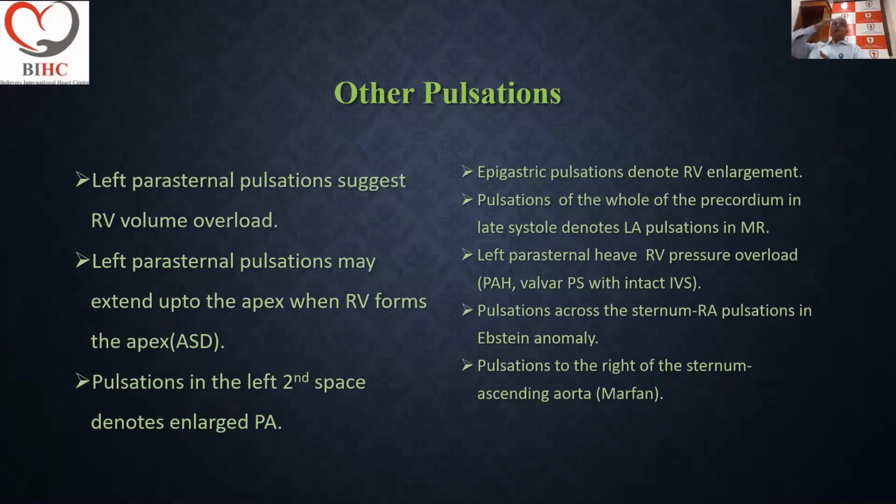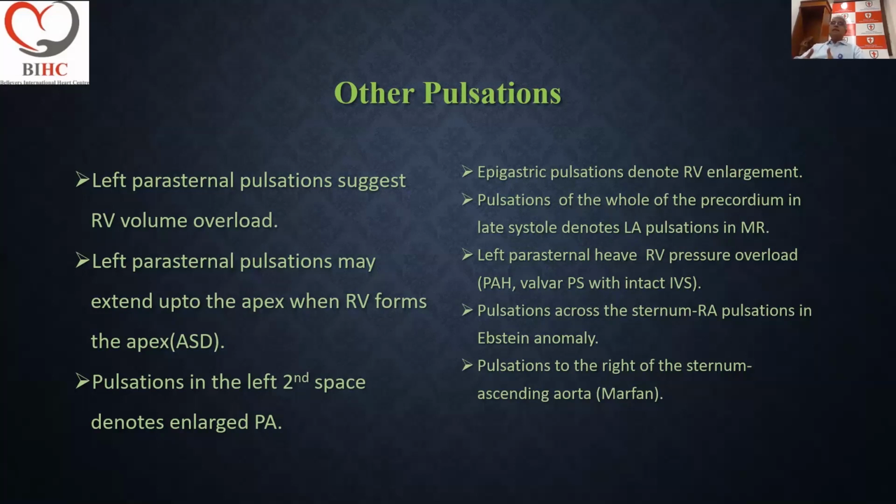There are other pulsations that you could look for. If there are prominent left parasternal pulsations, that means that there is a right ventricular volume overload. And left parasternal pulsations may extend up to the apex in an atrial septal defect because the apex is formed by the right ventricle. If you have localized pulsations in the left second space, it means the pulmonary artery is enlarged. If you have epigastric pulsations, it denotes RV enlargement. Pulsations of the whole of the precordium in late systole happens in severe mitral regurgitation. This can be easily confused with the left parasternal heave.